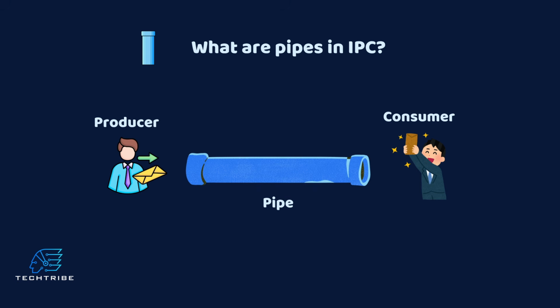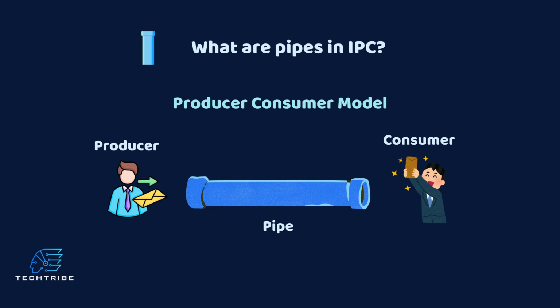Program A has some data it wants to share. It drops the data into the pipe and program B picks up that data from the other end of the pipe. It's a simple but powerful way for programs to talk to each other and work together while they're running separately on your computer. This workflow follows the same principles of the producer-consumer model.